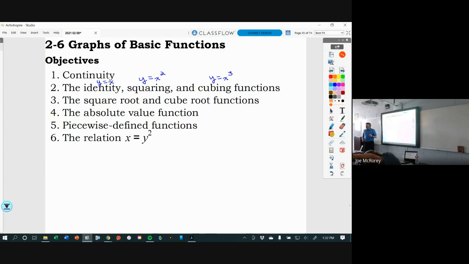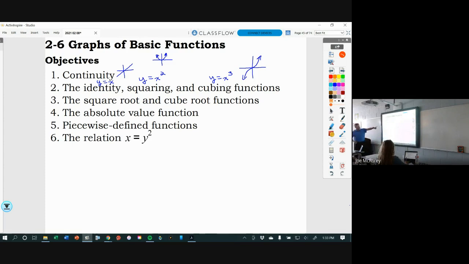What does the line y equals x look like? It looks like that, right? What does y equals x squared look like? A parabola with the vertex at the origin. Nothing new, right? What does y equals x cubed look like? It looks like this.